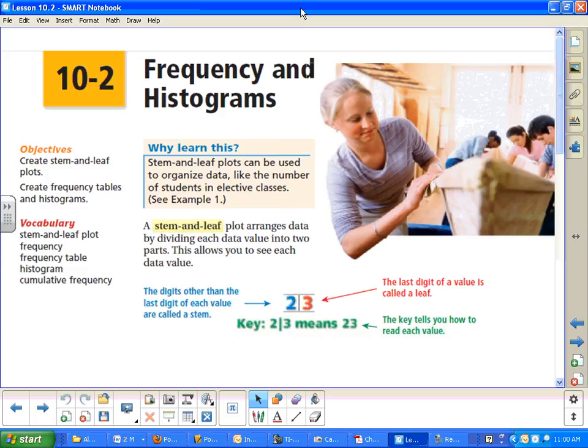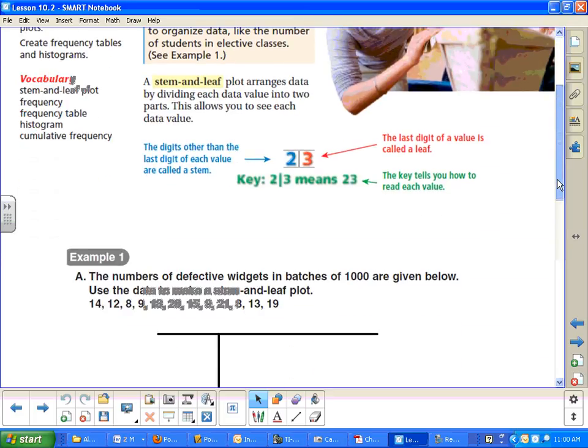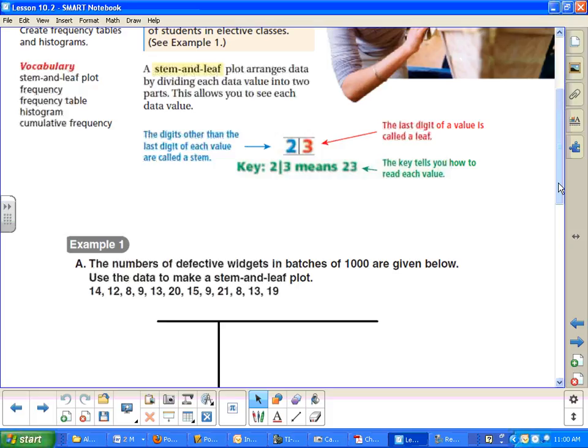So a stem and leaf plot arranges data by dividing each data value into two parts. This allows you to see each data value. So for instance here, in a stem and leaf plot, you will see a number on the left side of the line and a number on the right side. Okay? And on the right-hand side of the line are only the ones digits or the last digit you'd be working with. Sometimes it's decimals. Right? But you only have one number on the right side, where we could have more than that on the left.